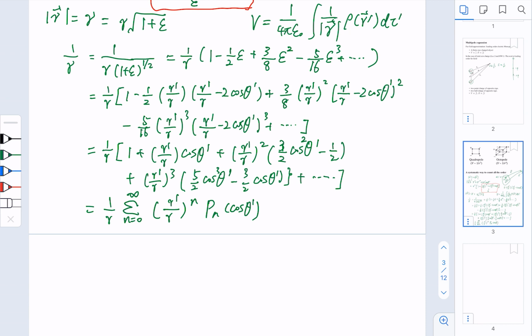Given that 1 over curly r is expanded, and the expansion is for any n.